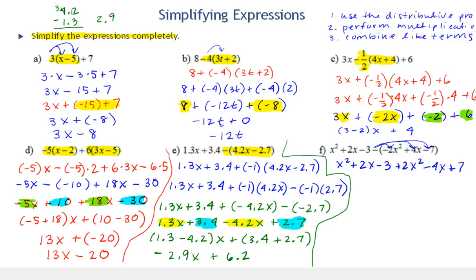We have 3 different types of terms here. We have x squared terms. We have x terms. And we have constant terms. So let's start with the x squared terms. This coefficient is 1. So we have 1 plus 2 times x squared.